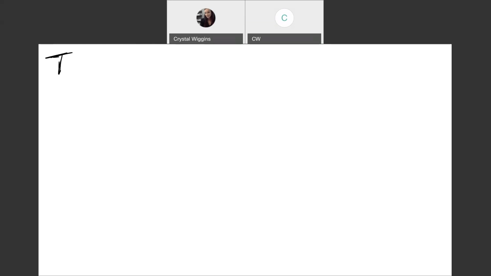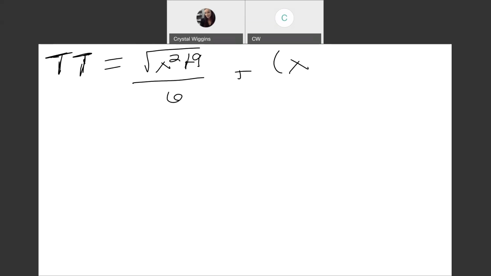Okay, so that total time equation was the square root of x squared plus 9 over 6 plus 8 minus x over 8. Now, when I rewrote this square root, that's where I made my mistake. I didn't put it raised to the 1/2 power for whatever reason, and that's why I was wondering why my answers were different from my notes.